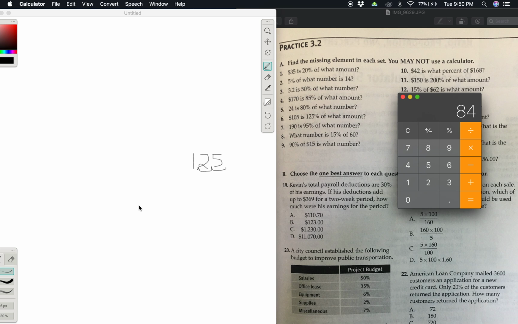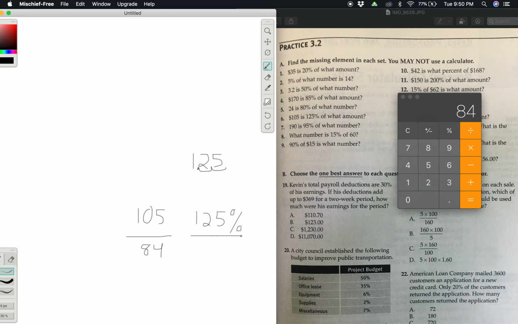So 105 is 125% of the number 84. That's what you can think of it as. 105 is equal to 125%. But the standard is 84, which is, if you want to think of something that never changes, the standard of percentage is always 100%. So there you go. That's more than 1, because we have 105 over 84. 105 is 125% of 84.